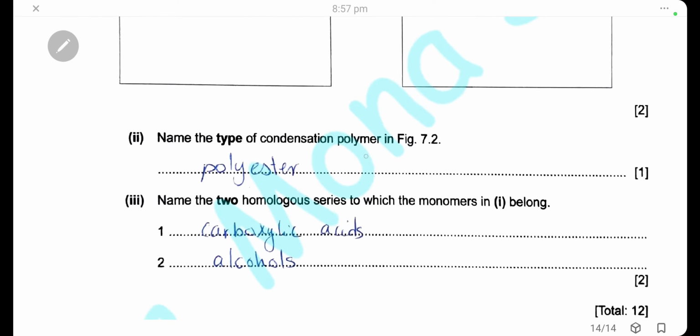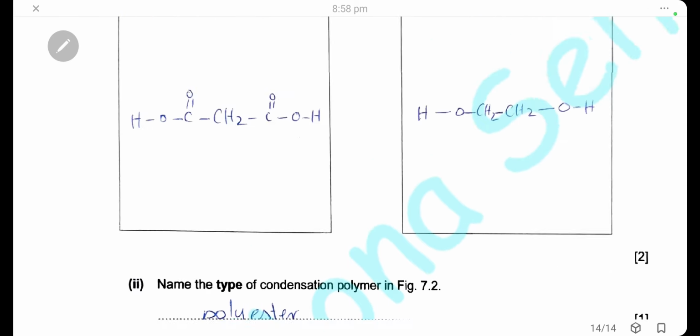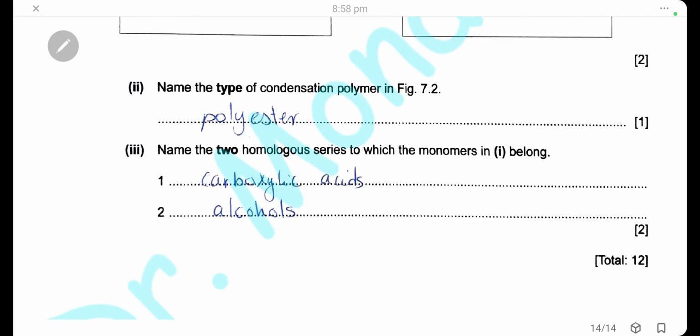Name the type of condensation polymer. This condensation polymer is polyester. Name the 2 homologous series to which the monomers belong. Of course, this one is a carboxylic acid, and this one, the diol, belongs to the alcohol series.